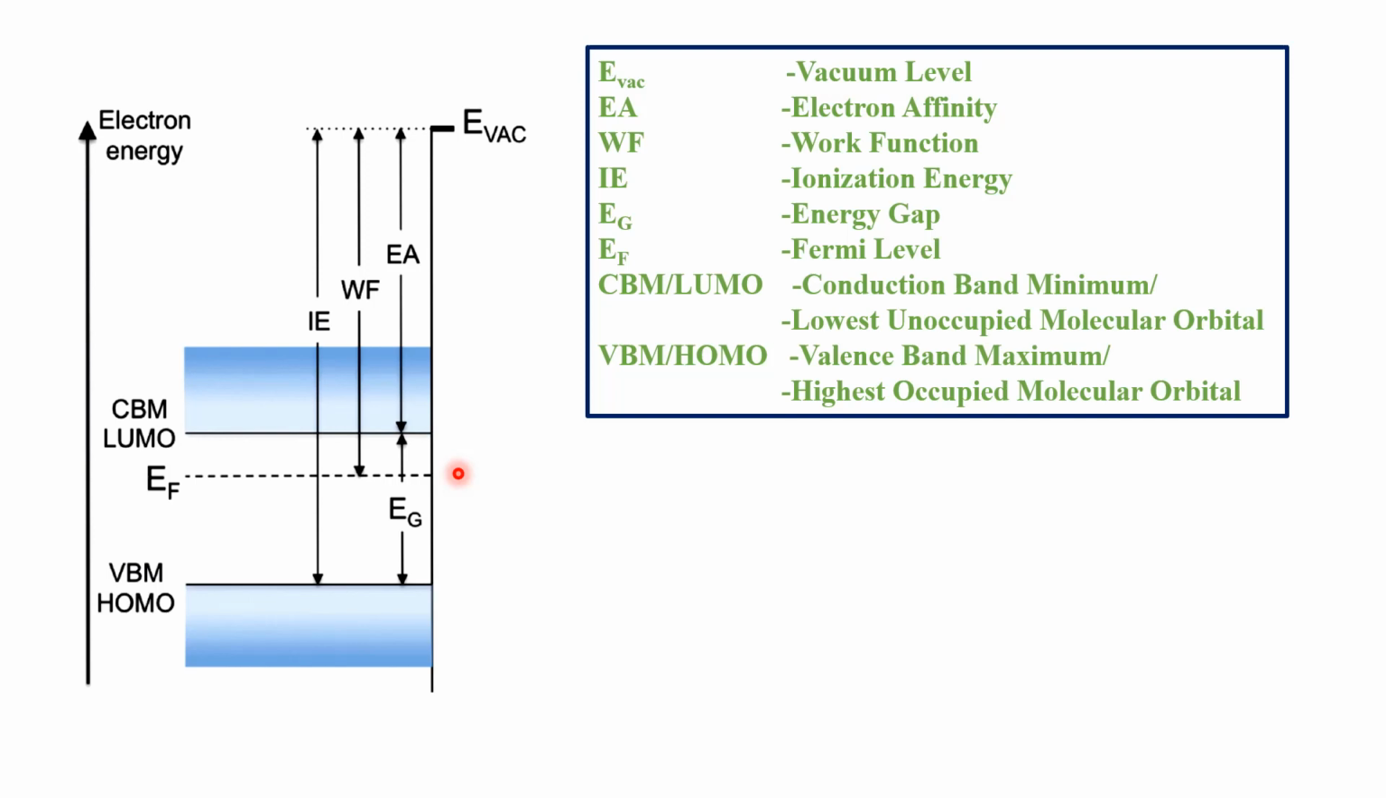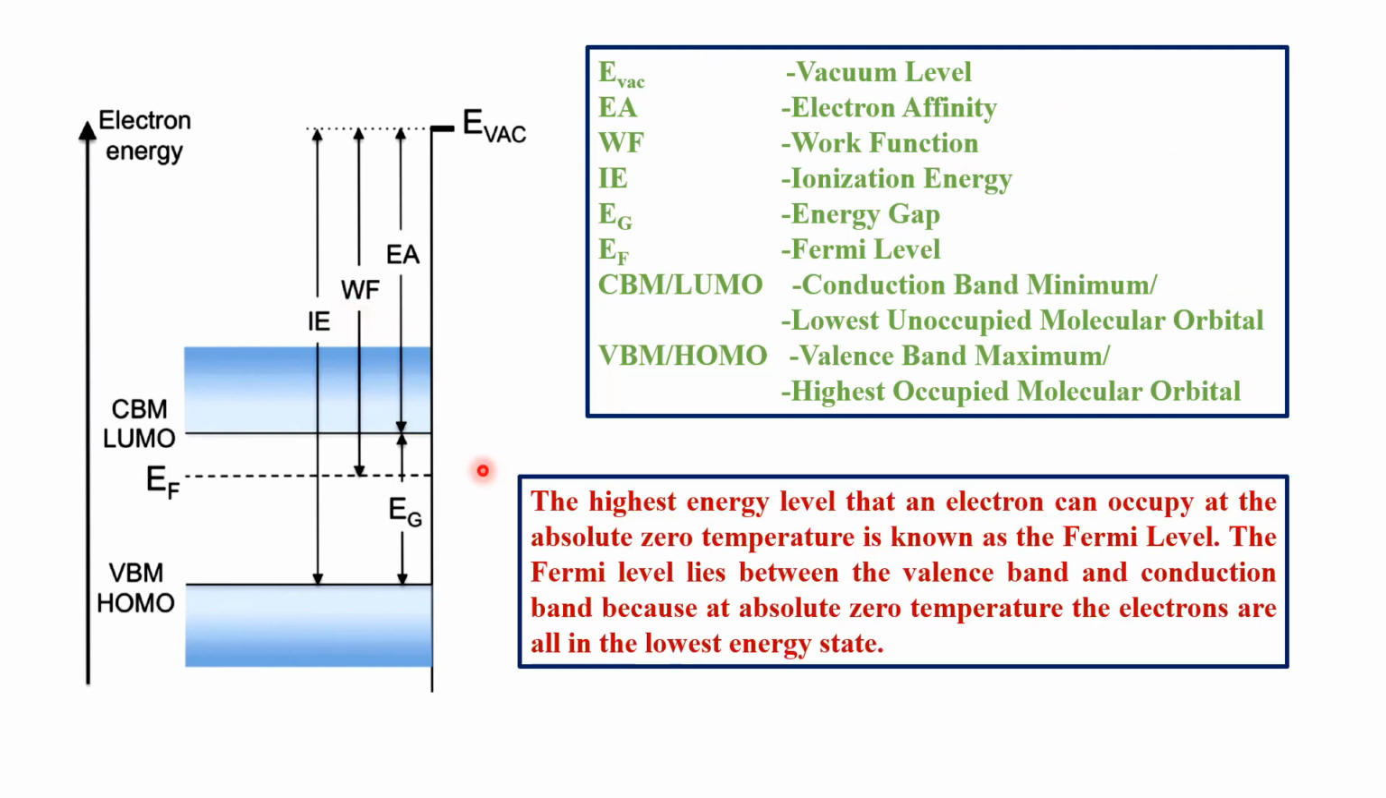So this is the abbreviation expansions, in case you are confused in the diagram. Now we'll explain them one by one. What is the Fermi level, or EF? Basically, the Fermi level is the highest energy level that an electron can occupy at absolute zero temperature.